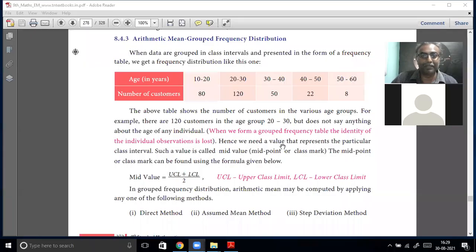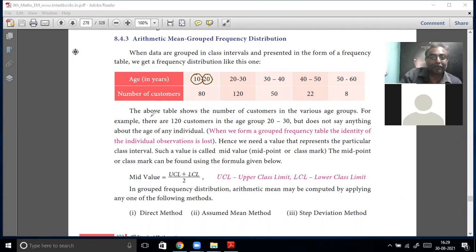Any idea where we left? We left here. You started sleeping when you said UCL and LCL, remember? So let us revise there. We'll start by revising there. What is this UCL and LCL? This is the lower class limit. This is the upper class limit.